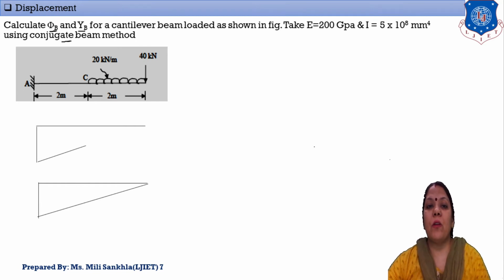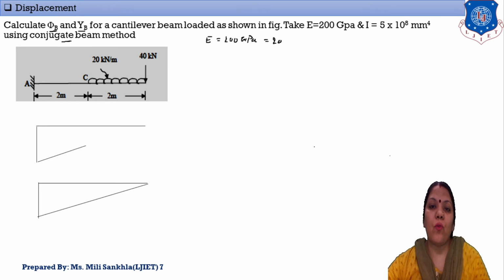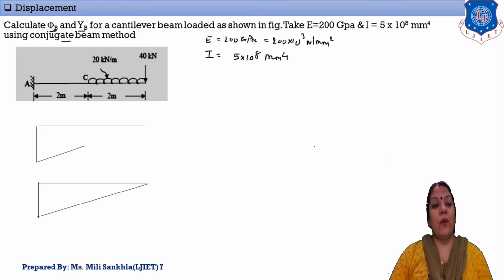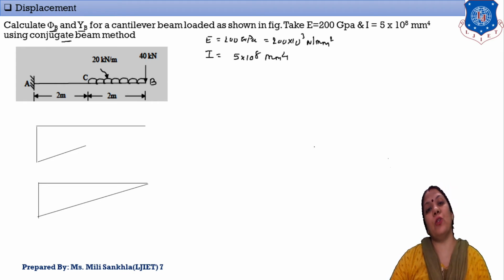First of all, Young's modulus E is given as 200 gigapascal, so we convert this gigapascal into Newton per mm square: 200 into 10 raised to 3 Newton per mm square. And the moment of inertia I is equal to 5 into 10 raised to 8 mm raised to 4. Now here two loads are given. The first load is our UDL and the second load is our point load. Here are points A, C and B, and at point B we find slope and deflection.